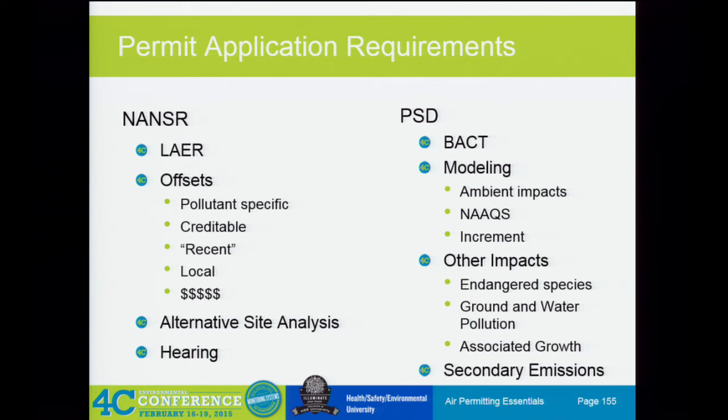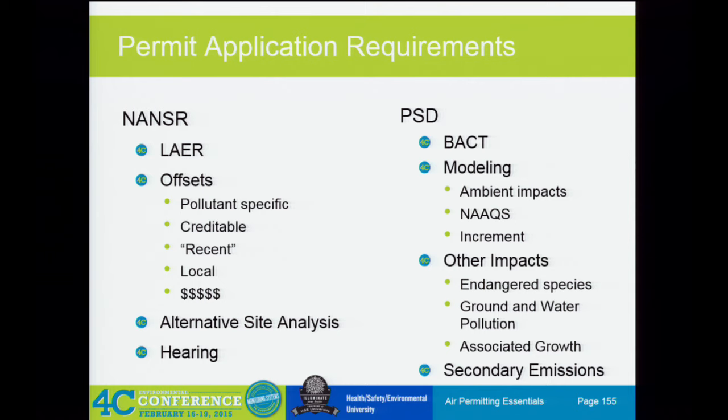So your offsets, basically they have to have been certified by the state to certify that the emissions decreases did occur. Recent, so they have to have taken place in the last 2 years. Local, they only really apply to the non-attainment area that you're trying to construct your source in. So if you're in Chicago and trigger non-attainment, you can't purchase offsets from California.